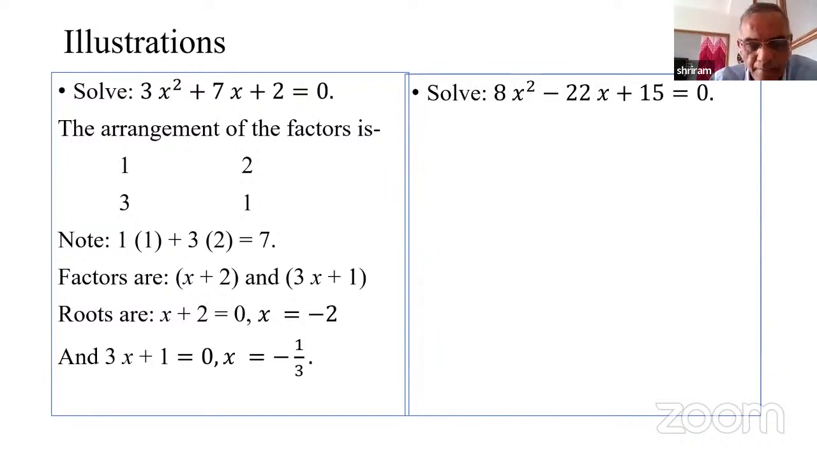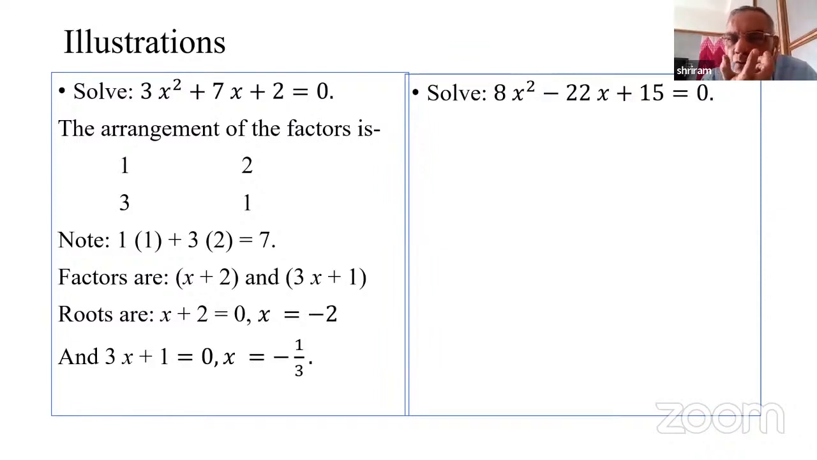Slightly difficult, I agree. x square minus 22x plus 15. You have to give the time. You may get it in one stroke, but if not, try another factor or another order, both ways. Again, 15 has no choice. 3 and 5 or 15 and 1. See which factor works.